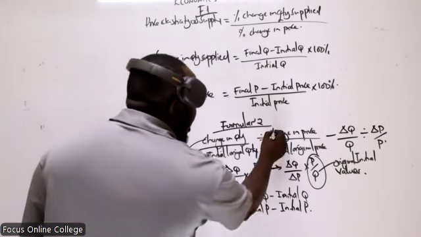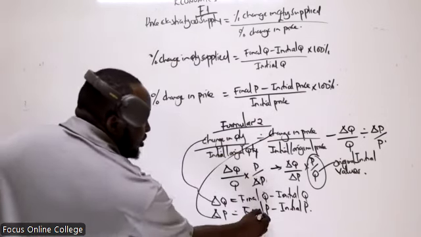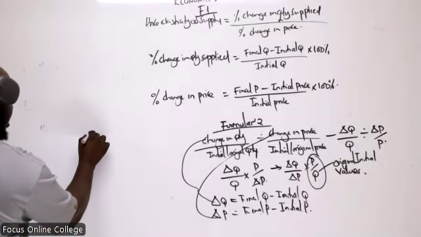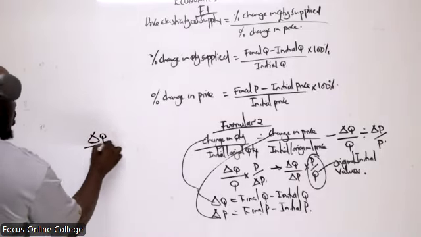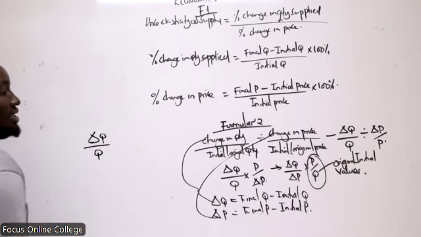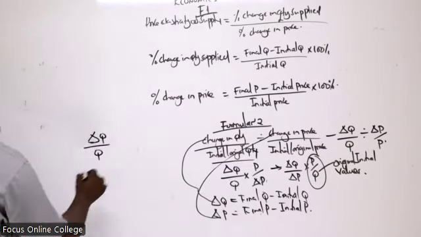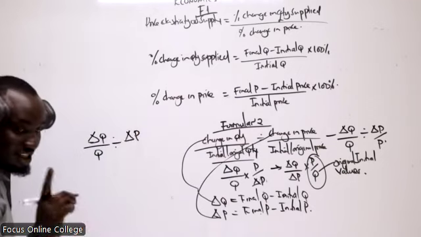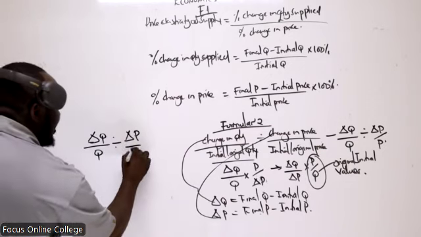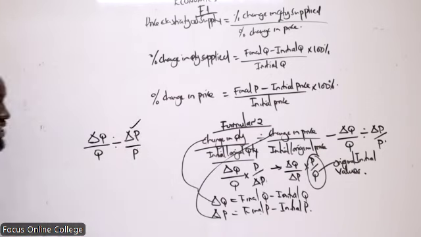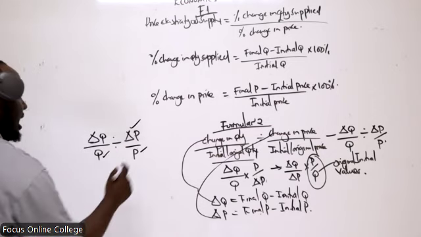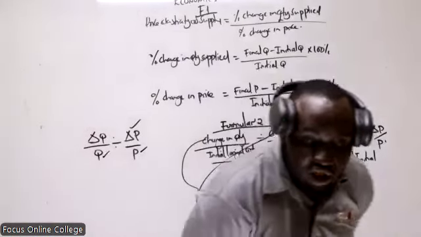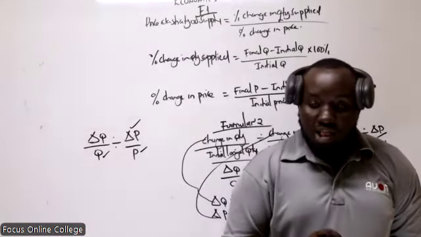Then when I talk about change in price, it is the final price minus initial price. So the formula says, if you get change in Q over original Q, then you divide by change in price. So this is change. We've gotten that. The figures that we are getting down here are the original or initial values together.